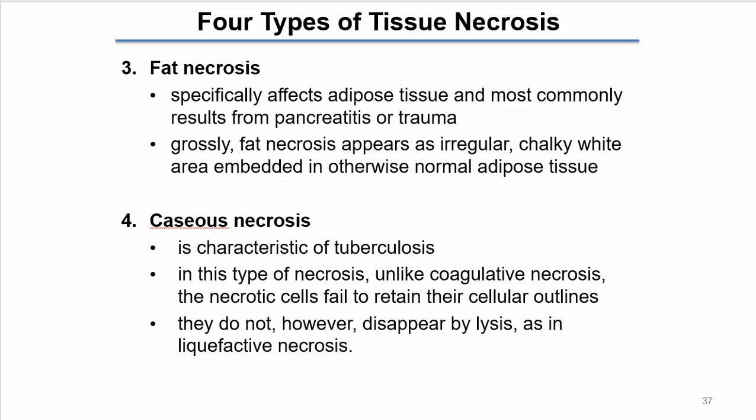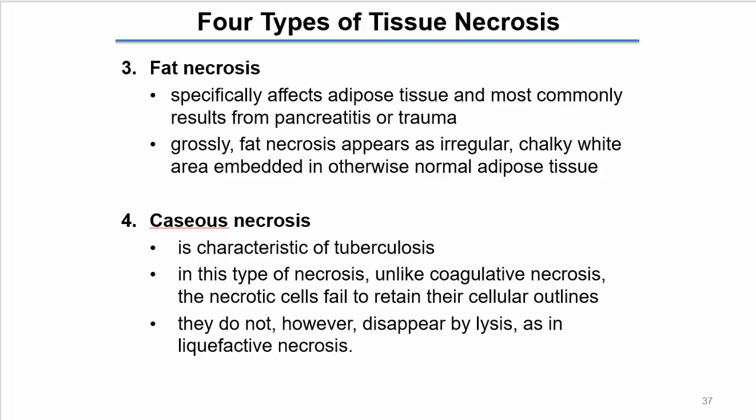There's another type of necrosis called fat necrosis. This is when adipose tissue has a trauma. Pancreatitis causes this a lot. And there are these little white areas in normal adipose tissue. They're like little chalky, calcified little nodules. And that's dead tissue, so it's necrotic.